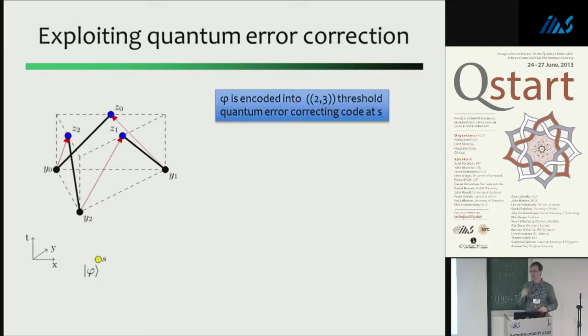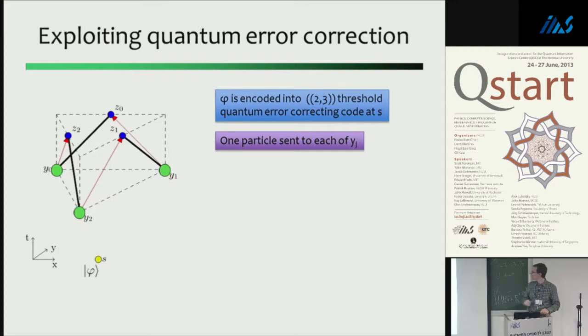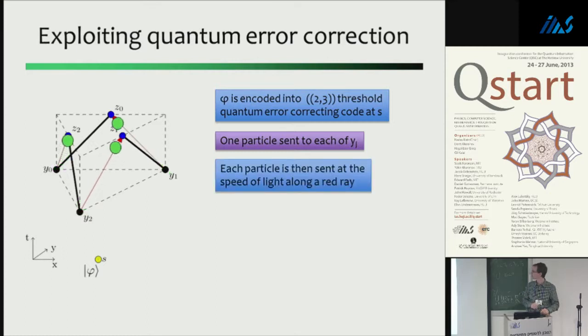And so what we're going to do to actually succeed here is encode the quantum information into a 2-3 threshold quantum error correcting code. There are going to be three particles, and if we collect any two out of the three particles, we'll be able to decode the quantum information. So we'll send one particle to each of the request points, and then from there, the particle will be redirected along the red light rays, just like so. It doesn't look like very much has happened, but my claim is that by doing so, we have replicated the same quantum information in all three of the causal diamonds.